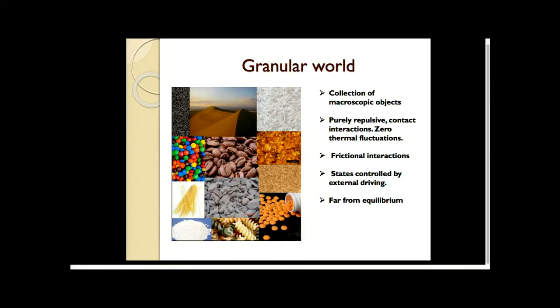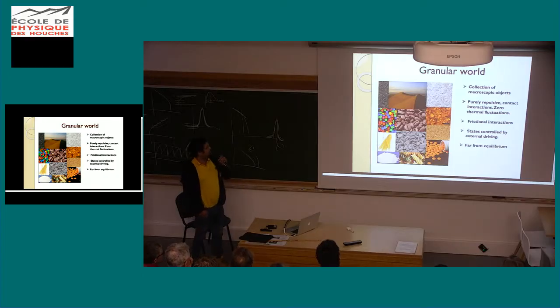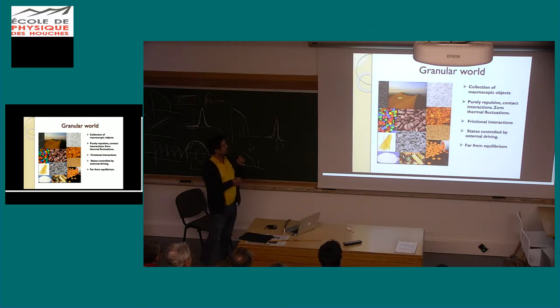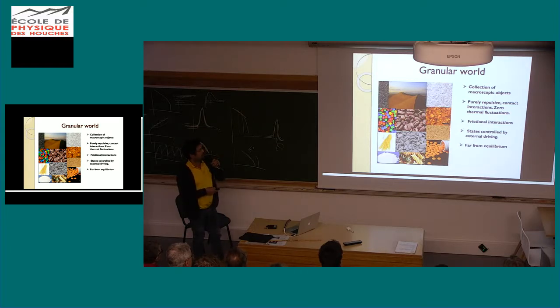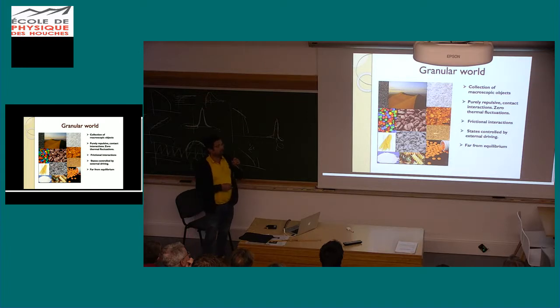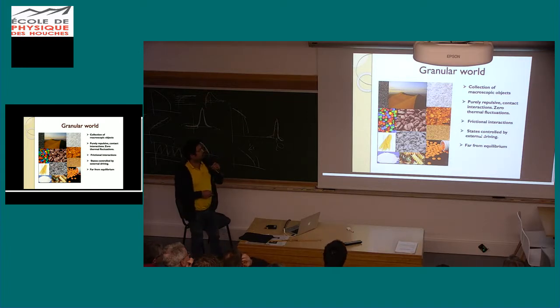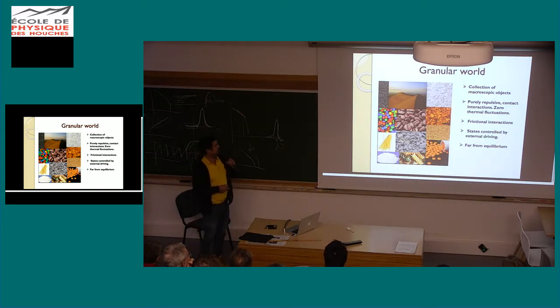Before moving on to the main thing, let's take a quick overview of what a granular matter really is. As you can see from the picture, granular matter is present everywhere, from sand dunes to coffee beans. They are basically collections of macroscopic objects. At this length scale, the thermal fluctuations are negligible, and that means the system is far from equilibrium, and the states are purely controlled by the external driving. The system will remain in the same state if you do not drive it externally.